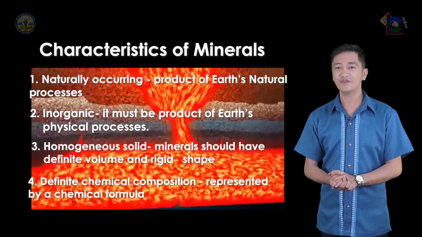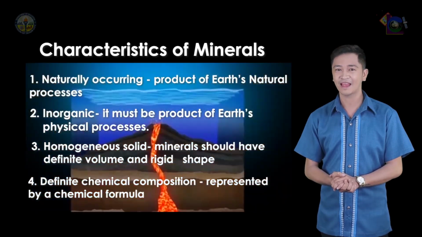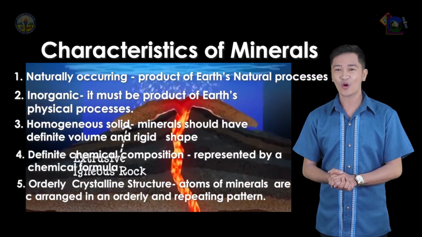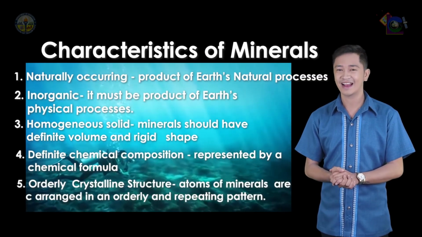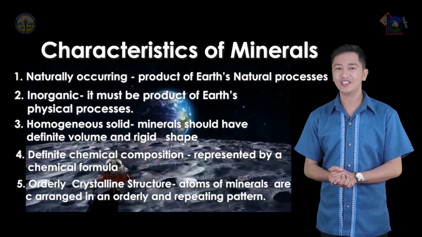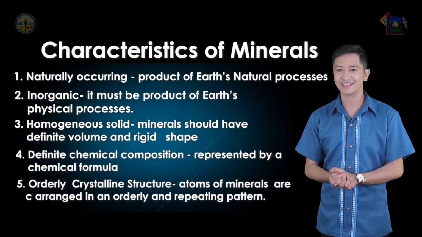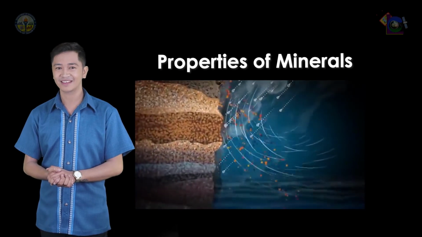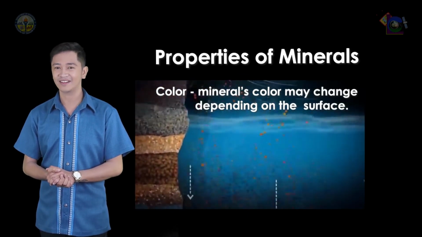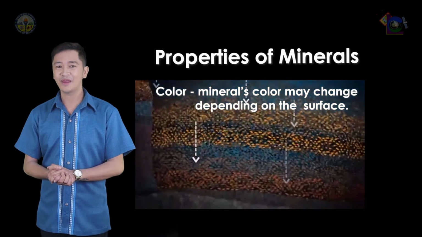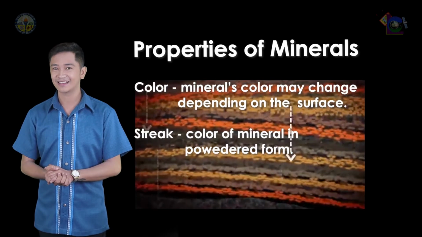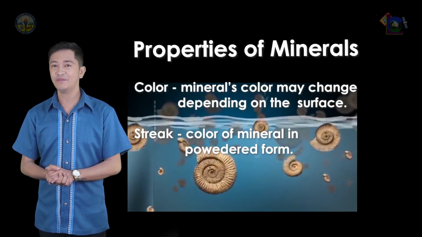Fourth, it has definite chemical composition, represented by a chemical formula. And lastly, it has orderly crystalline structure. Atoms of minerals are arranged in orderly and repeating patterns. To identify minerals, mineralogists observe the following properties of minerals. First, it is the color. Minerals' color may change depending on the surface. Second is the streak. Color of minerals in powdered form.